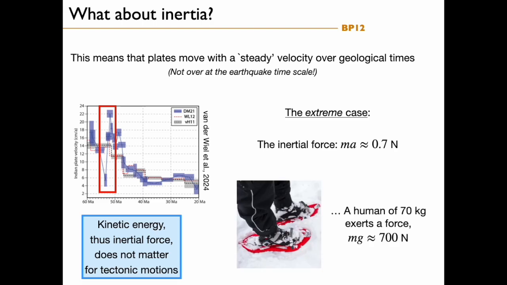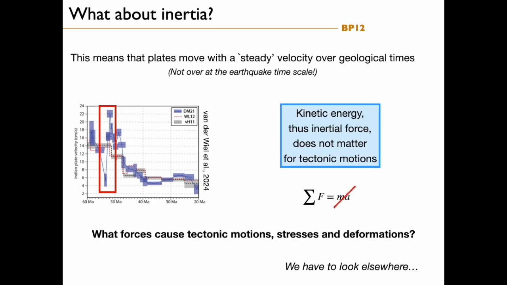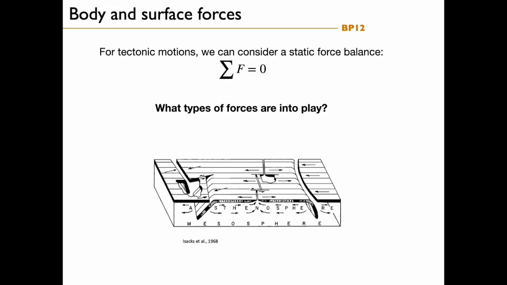And remember the lecture about the stress. A human of 70 kilos under a gravitational acceleration of 10 meters per second square exerts a force, mg, of 700 newtons. So that is dramatically larger than the inertial force, even in the most extreme case here. So indeed, we can assume that plates are moving at a steady velocity. And if we want to understand how plates are moving, we need to look somewhere else. It's not the inertial force that is driving plates.